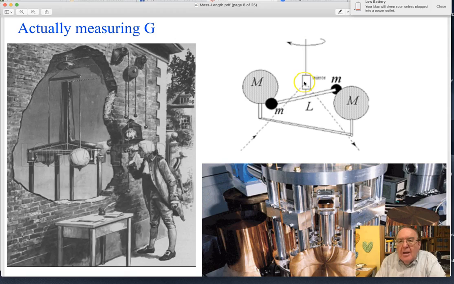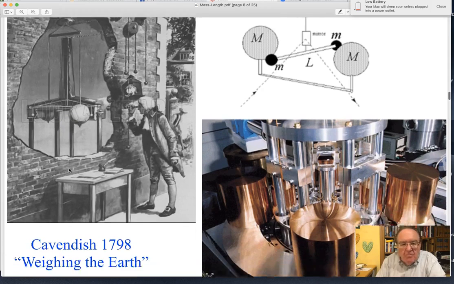Okay, and as the little m's get attracted to the big M's, this bar twists just a little bit. And he measured that by reflecting light off of a mirror. And he could see by looking through a little telescope into this rather dark chamber, you can see on the left, he could see a small deflection of that reflected light beam. And by that he measured G.